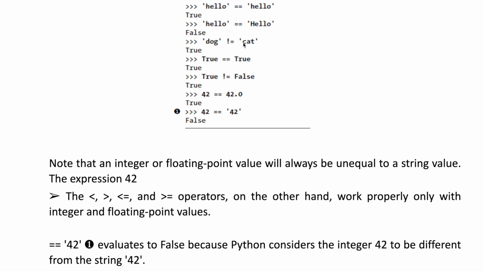"Dog" not equal to "cat". Yes, it's true. It is a string. Hope you are understanding. So this can work with strings also. This can work with integers also, or this can work with floats also. See, 42 is equal to 42.0. Yes, 42.0 is a float, 42 is an int. So equal to and not equal to work with any data type.